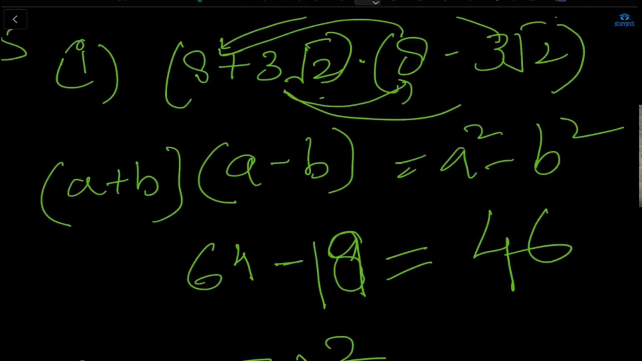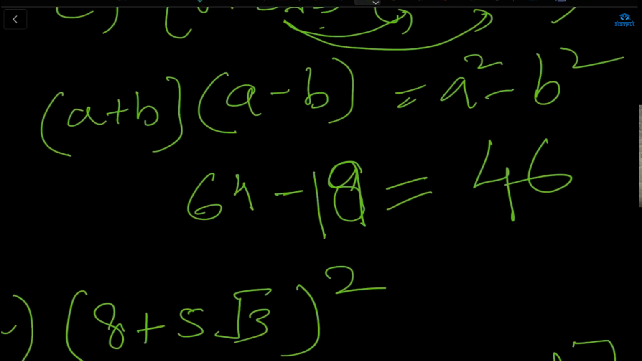But for an easy way, we already know the formulas, and formulas are for making our work easier. So you can see that it can be put in the formula a plus b, a minus b, which is equal to a square minus b square. So you can directly square the value of a minus square the value of b, and directly we got the answer as 46. Okay, easy steps.